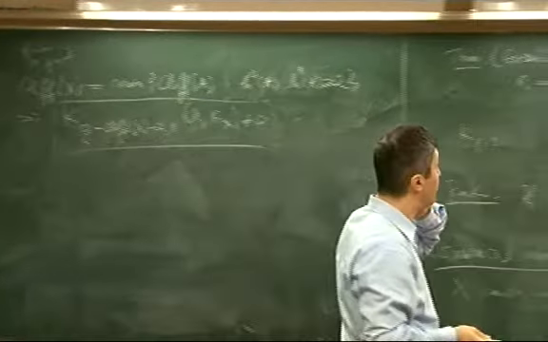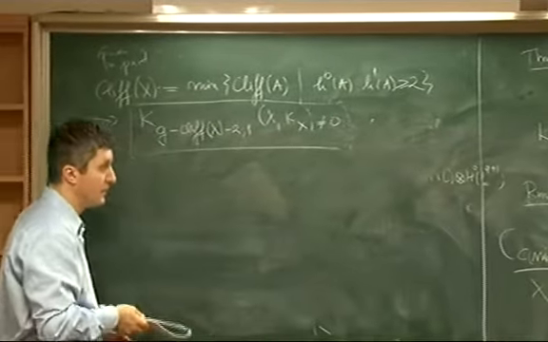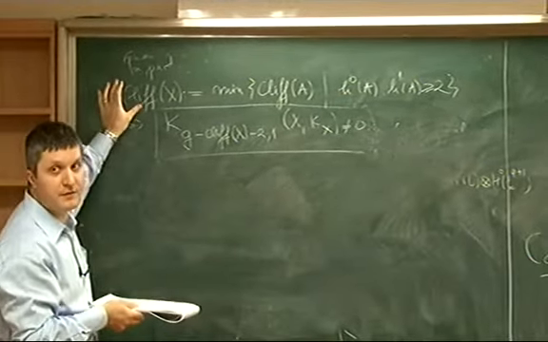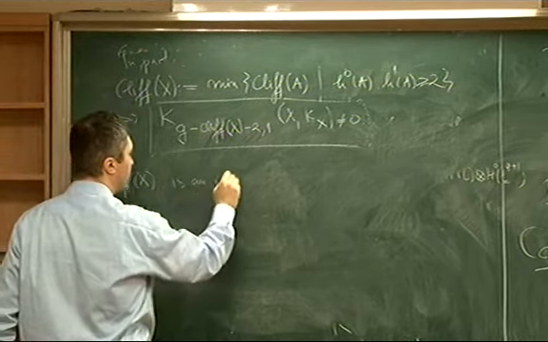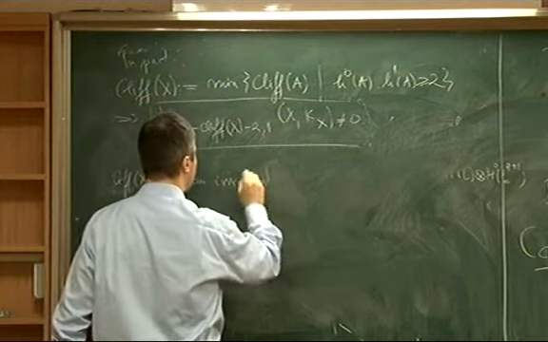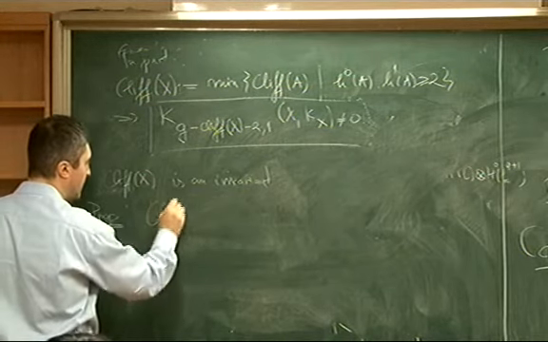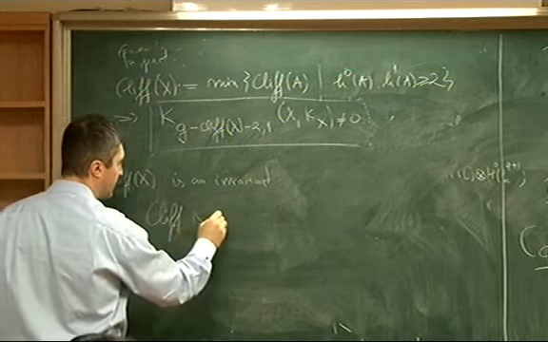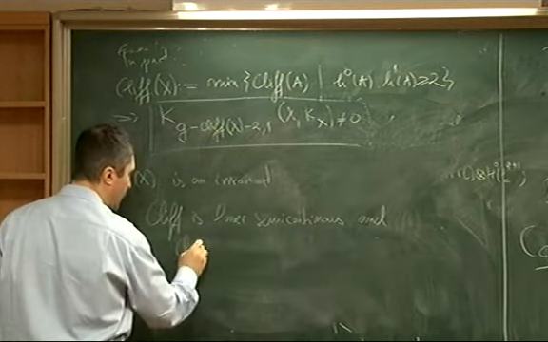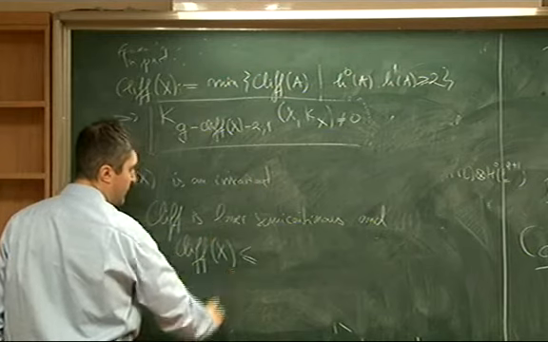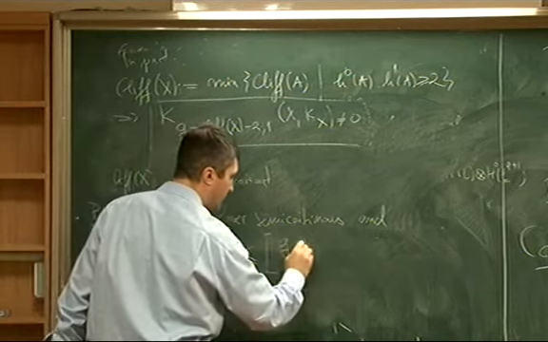So out of this statement, we obtained one invariant. That's an invariant of the curve. So cliff is a numerical invariant of the curves, and we have the following property. Cliff is lower semi-continuous, and is bounded by the integer part of g minus 1 over 2.